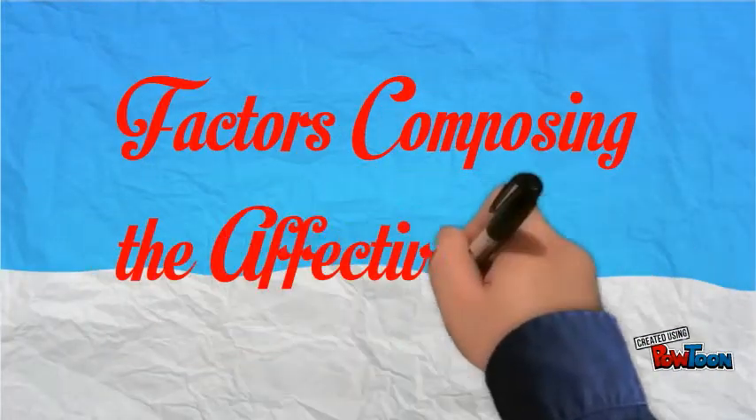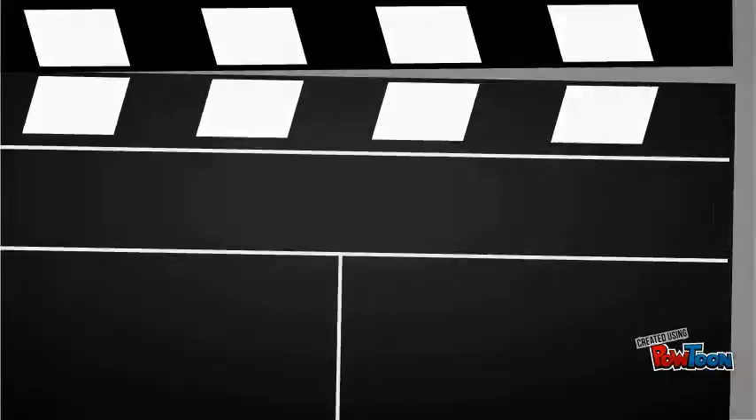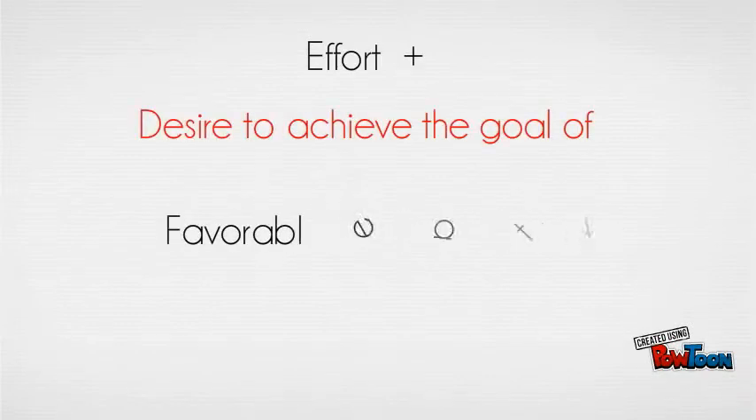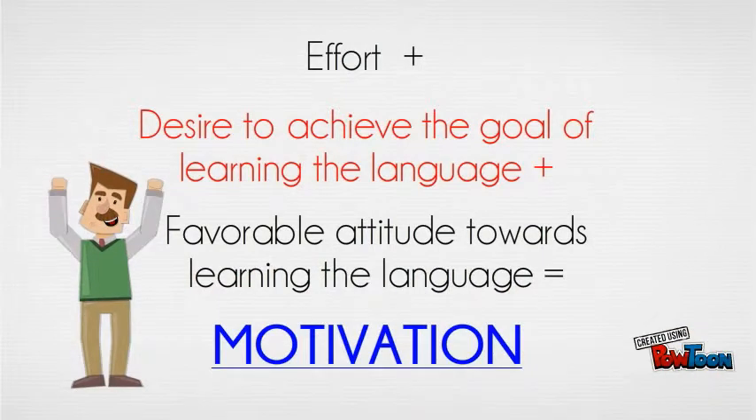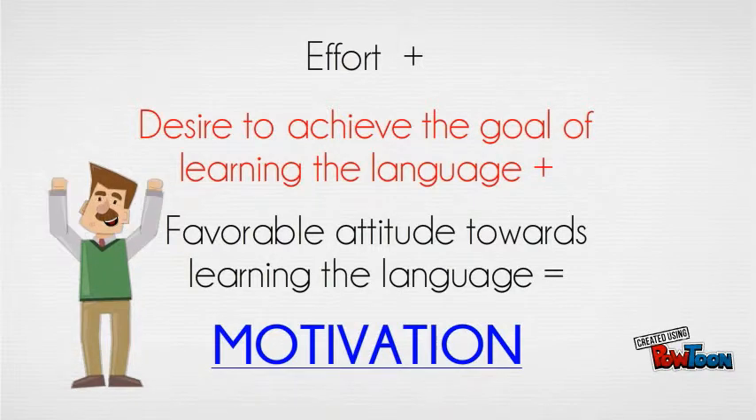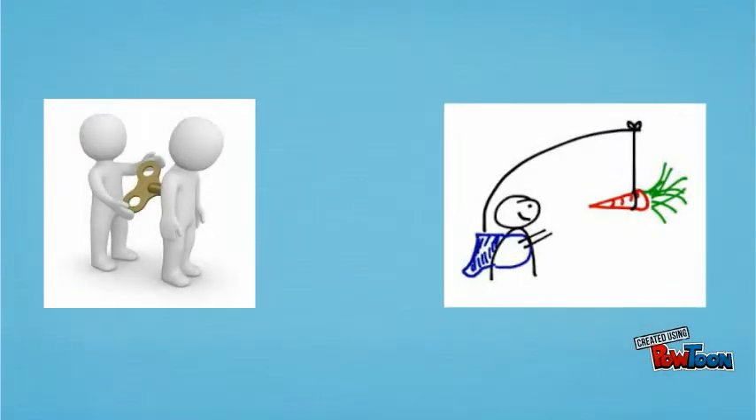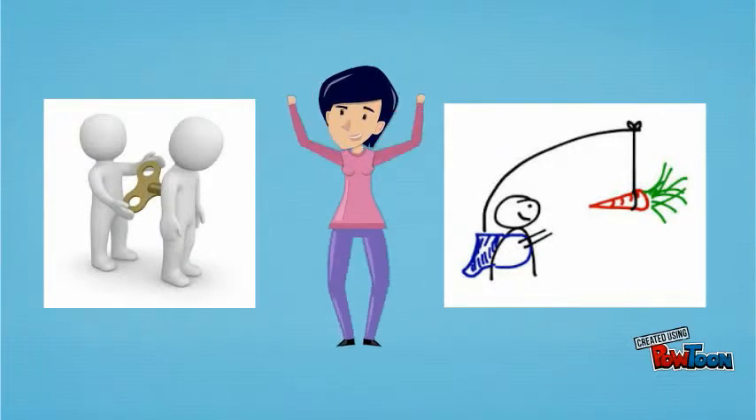Factors composing the affective filter. Krashen has mentioned that there are mainly 4 factors that can influence the second language acquisition, which are responsible for the individual variation. First, motivation. Motivation is a combination of effort plus desire to achieve the goal of learning the language, plus a favorable attitude towards learning the language. Motivation is the process by which goal-directed behavior is stimulated in language learning. It drives and directs behavior.